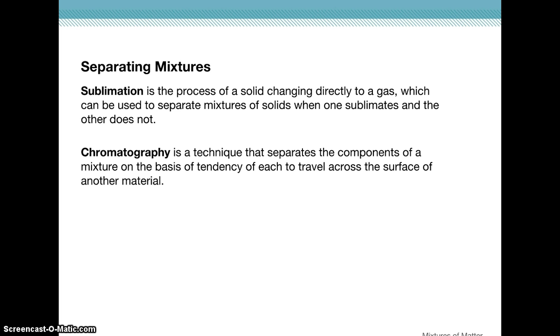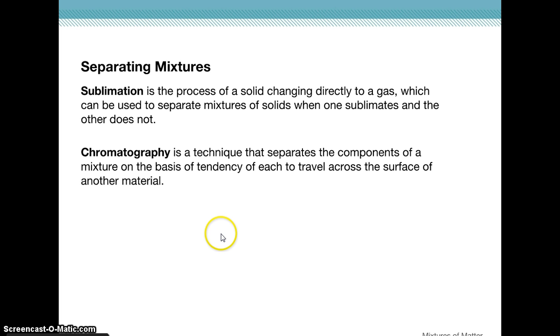Chromatography is a technique that we'll use later in the semester. And it's a way of separating the components based on the tendency of each to travel across the surface of another material. So what we're going to use it for is to separate different colored pigments in ink as they travel across paper. That's what we're going to use for chromatography.